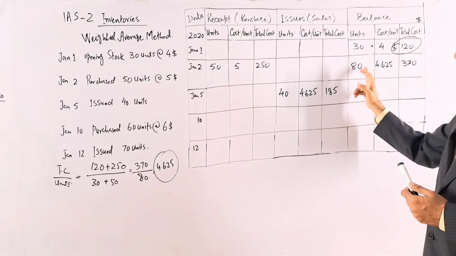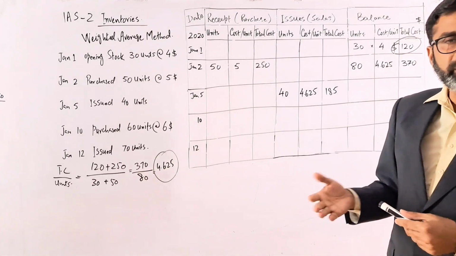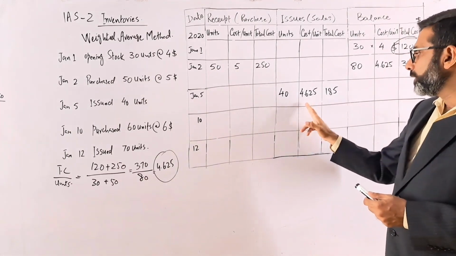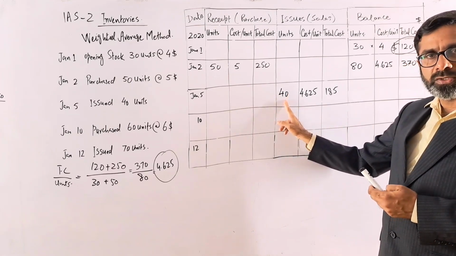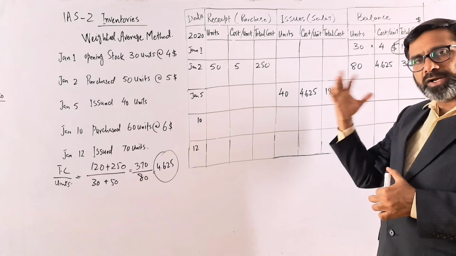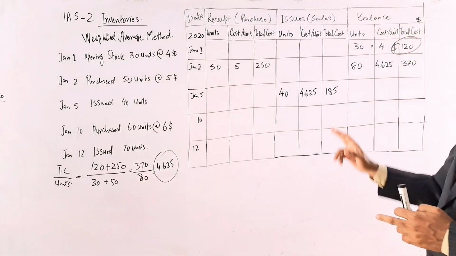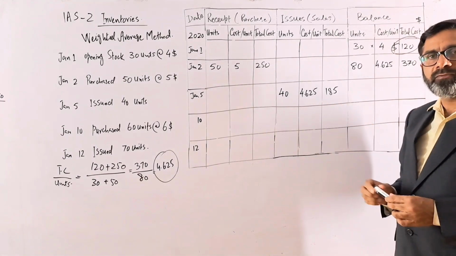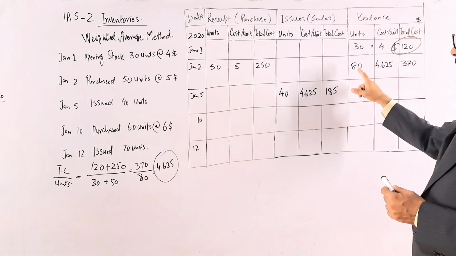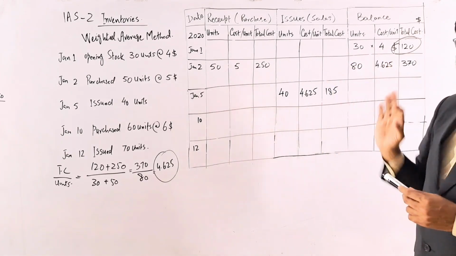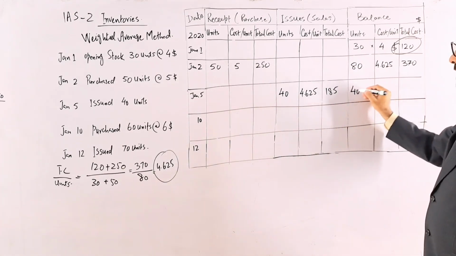Out of 80 units, 40 units are issued, maybe to the production department or maybe to the customer. So we simply write the number of units issued, and irrespective of the different costs we calculated earlier, we take the weighted average cost, 4.625. So we have $185 as the cost of the goods sold or issued. If we have 80 units in stock and 40 units are issued or sold, how many units are left? Obviously 40 units.